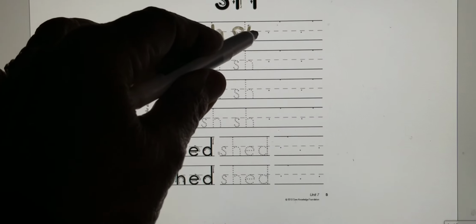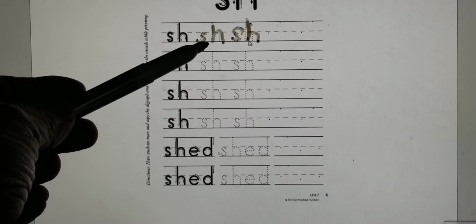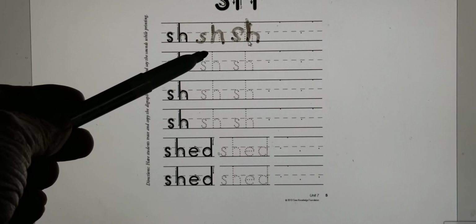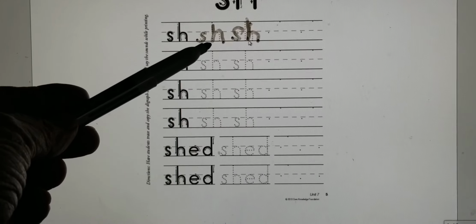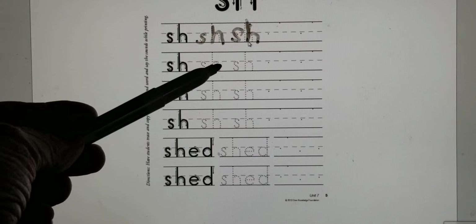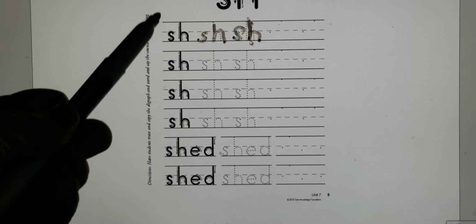S, H. Finger space. Remember, boys and girls, when you start with the H, you start on the black line, past the dotted line, all the way down to the next solid line. Come back up, make a little hill, and come back down. A lot of you are trying, but a lot of you, the H's look like an N. We have to make it look like an H. So practice, practice, practice.